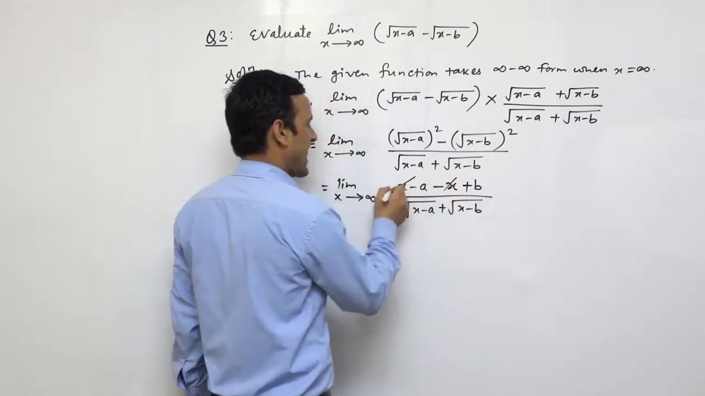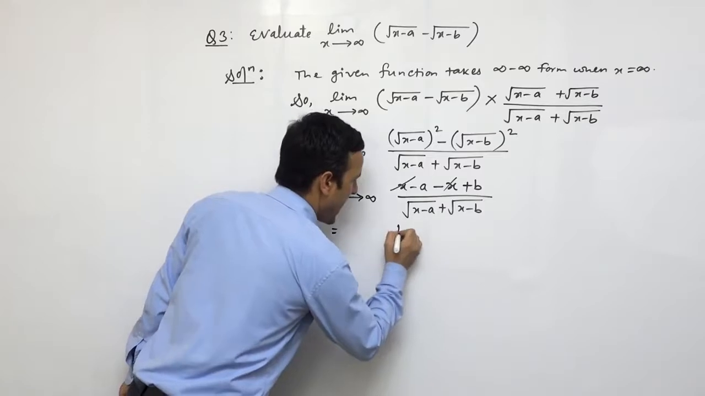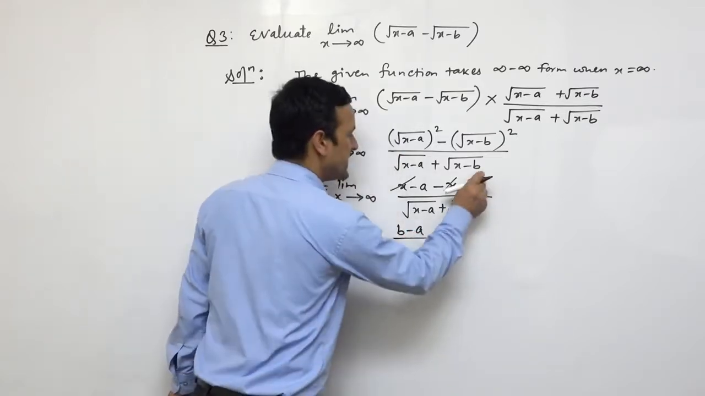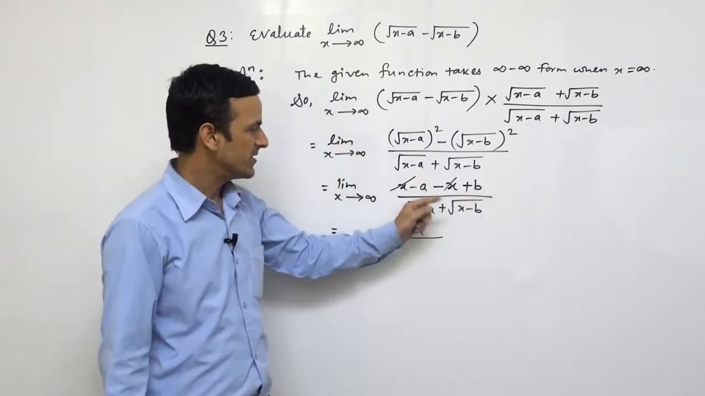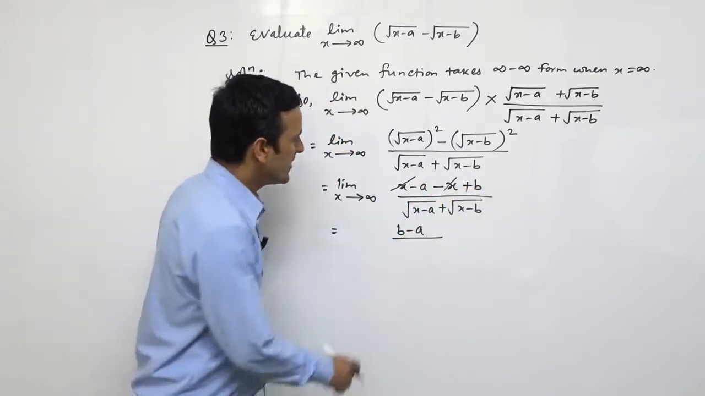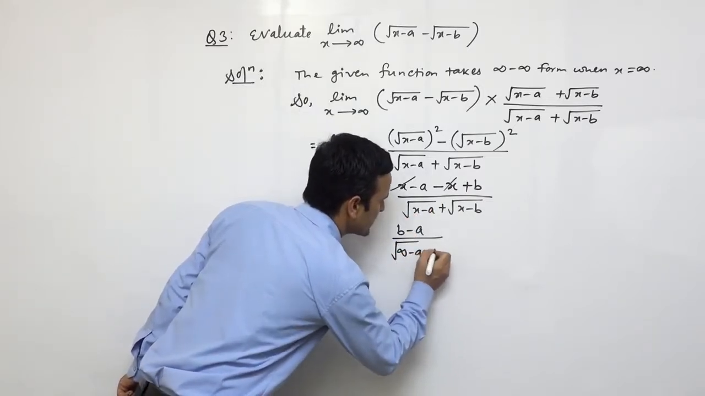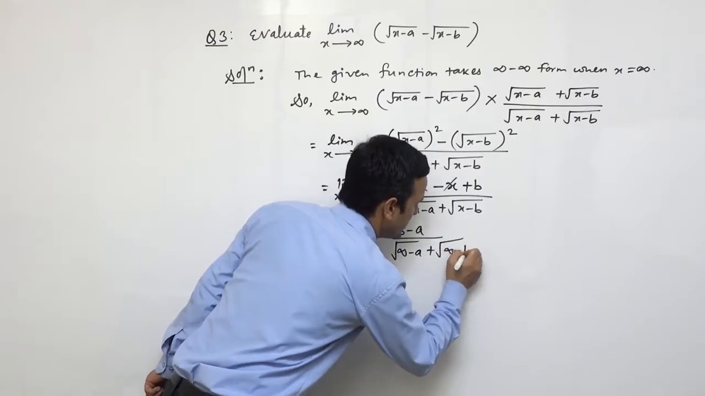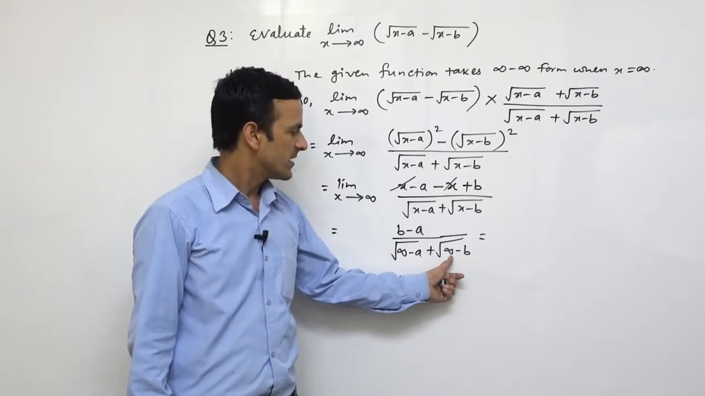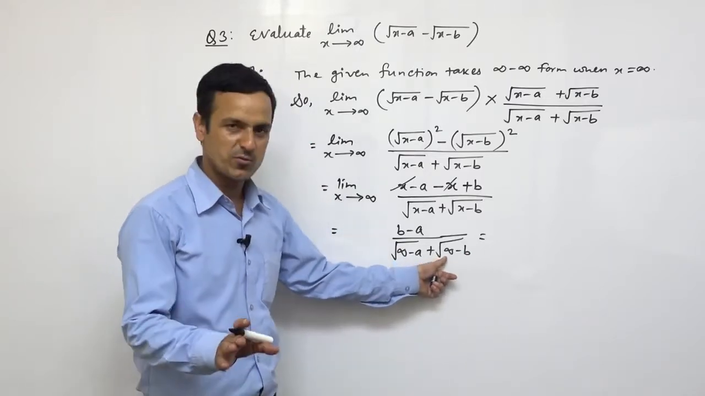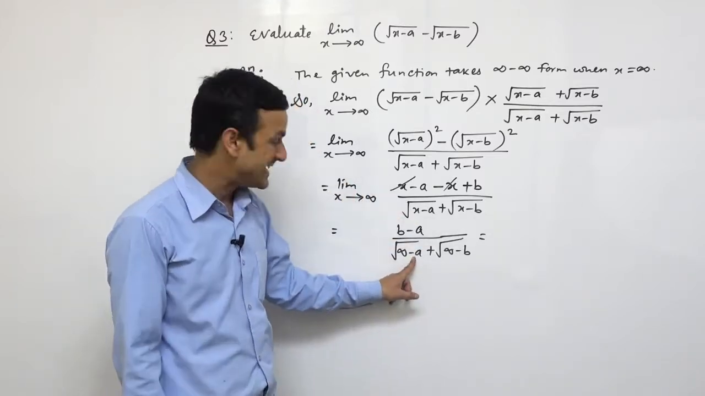Now we can cancel x and x. Now we have in numerator b minus a. Here b is positive and a is negative. So arrange like this. And in the place of x, we can write down infinity minus a, infinity minus b. Or we can write directly infinity. We can directly write down the infinity. So this result is infinity.